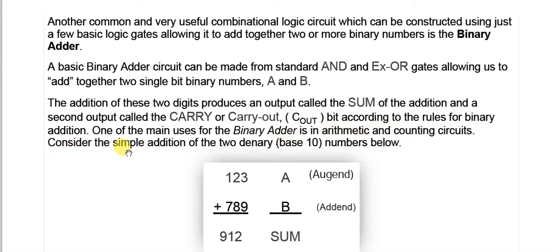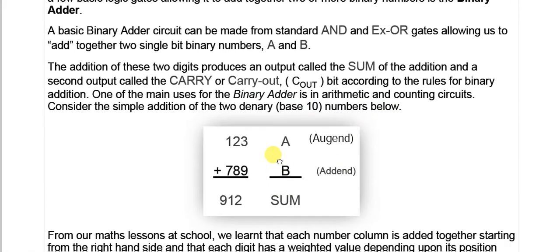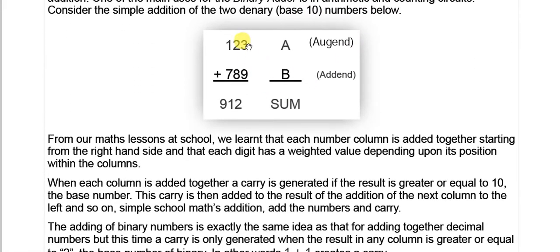Consider a simple addition of two numbers to the base 10, with decimal base 10 numbers as given below. Now let's say that we have one number 123 and 789 is another number. We would like to add them in decimal numbers as humans do.